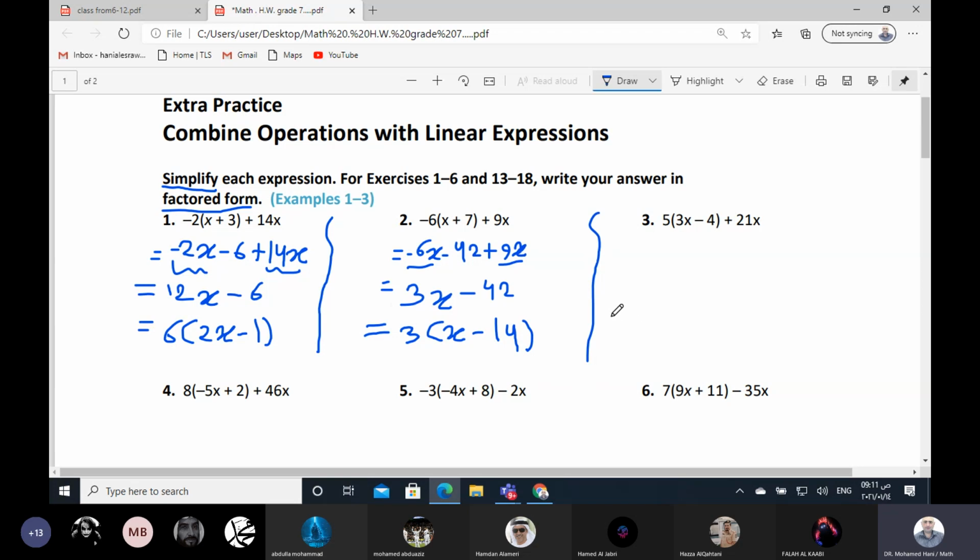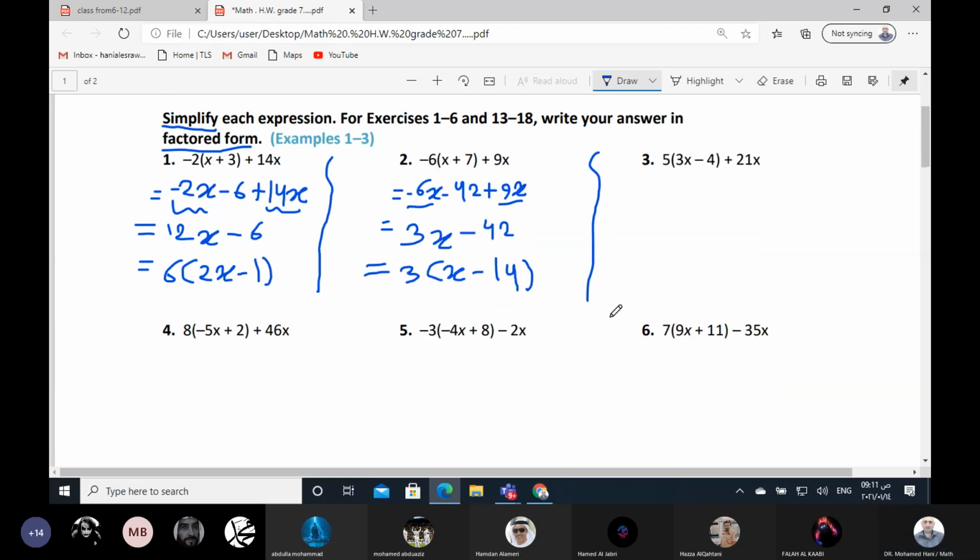Who can solve number 5? Mr., one minute. Okay. Mr. The answer is 36x minus 20.